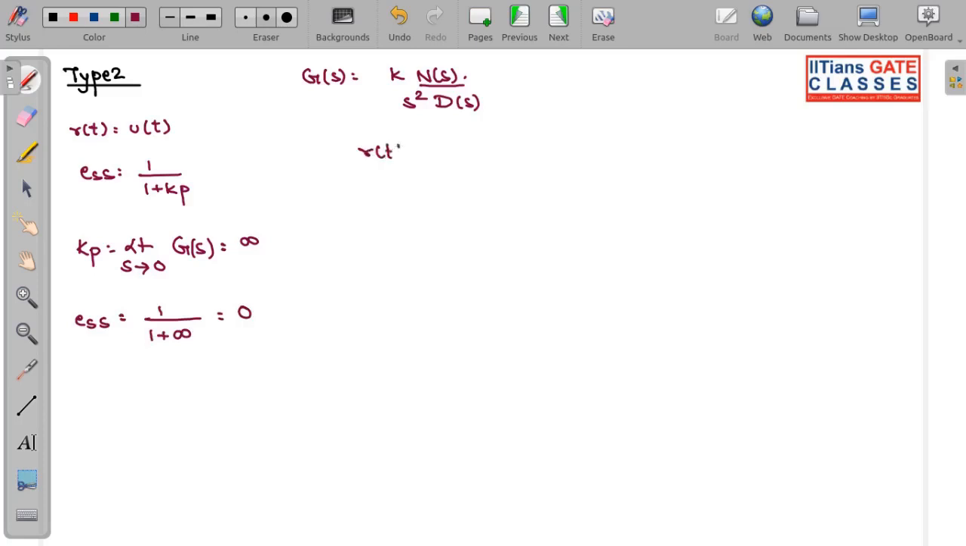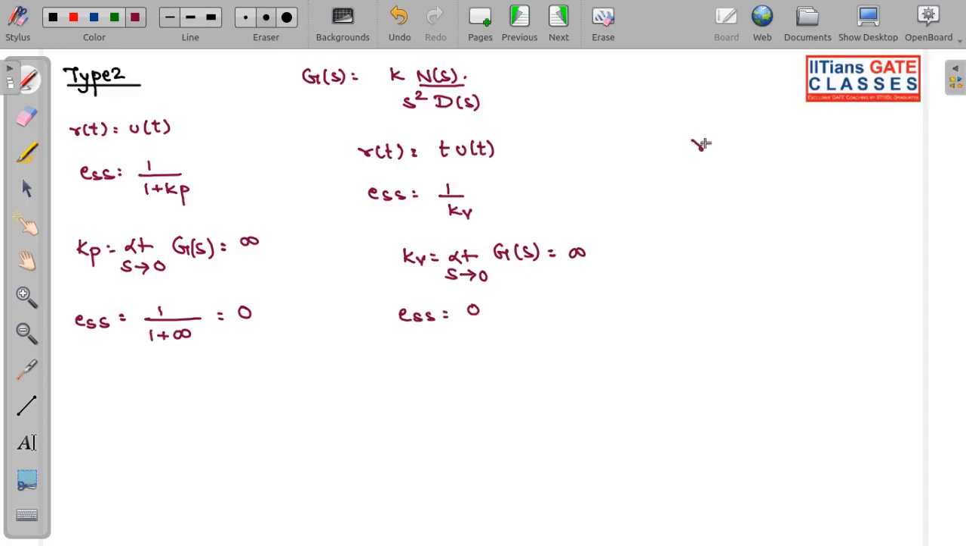Now next, if r(t) is t u(t), then ess is equal to 1 by Kv, where Kv is equal to limit s tends to 0 s G(s). So this will come out to be once again infinite. That means ess is equal to 0.